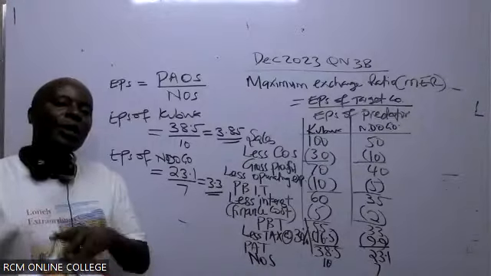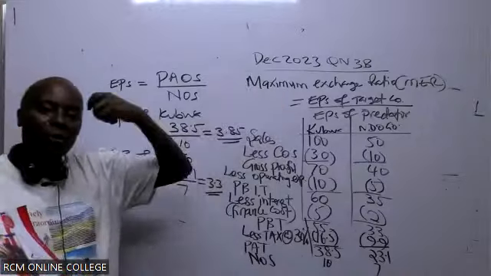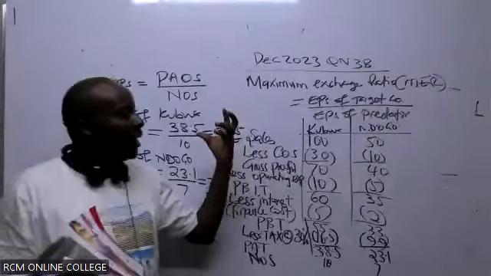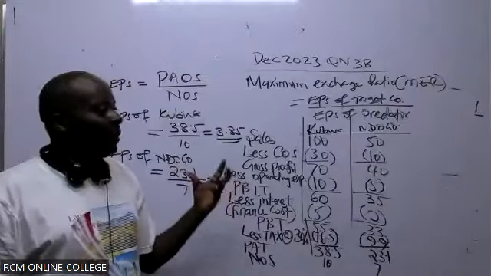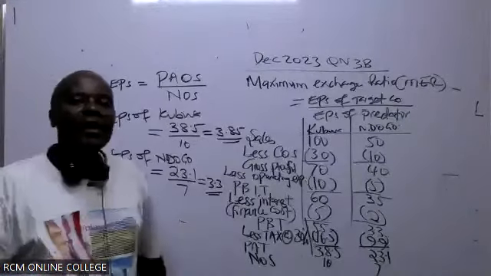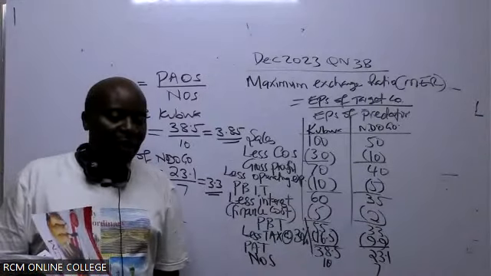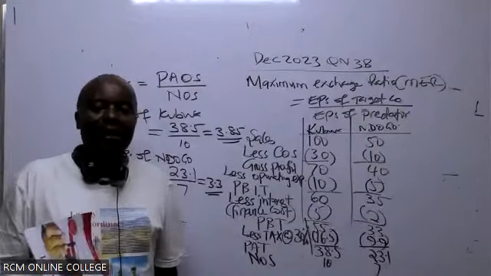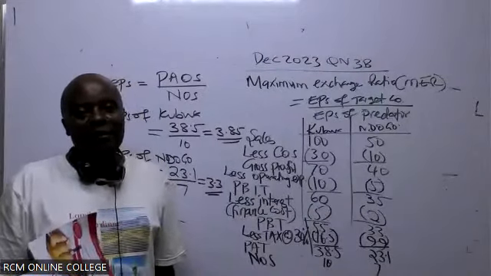Now, any student who was able to derive these numbers was able to get the maximum exchange ratio without breaking any sweat. Because to get the maximum exchange ratio, we take EPS of the targeted company all over EPS of the predator. In this particular case, which company is the targeted company? Ndogo, yes. Ndogo is the one that is being bought.